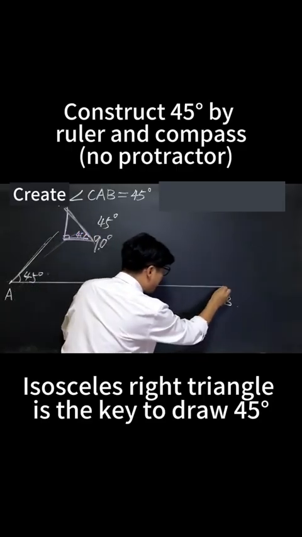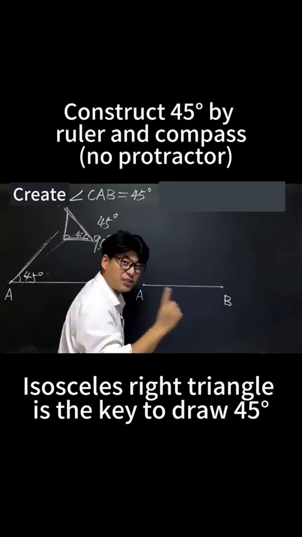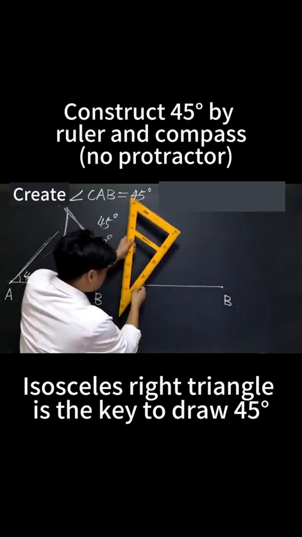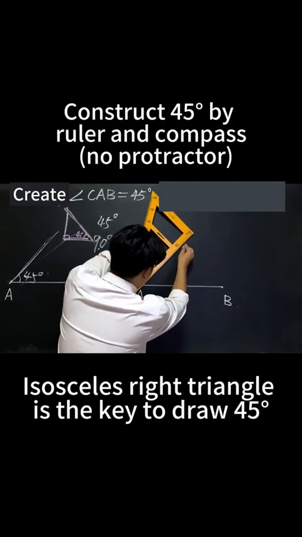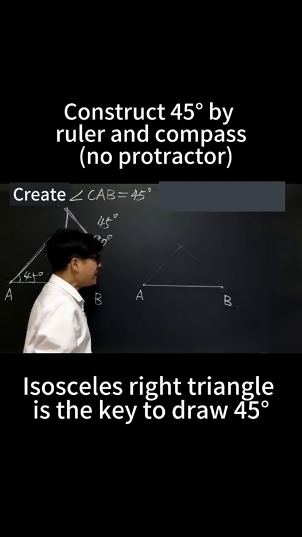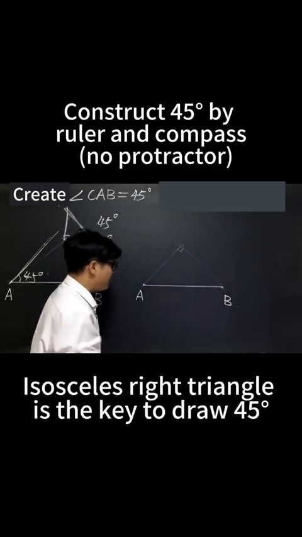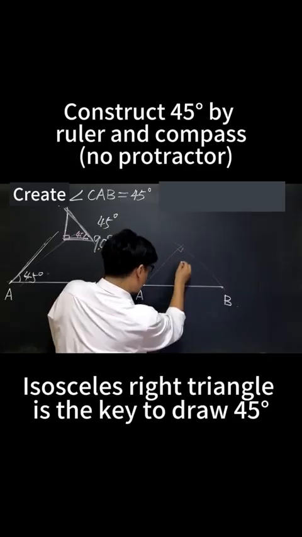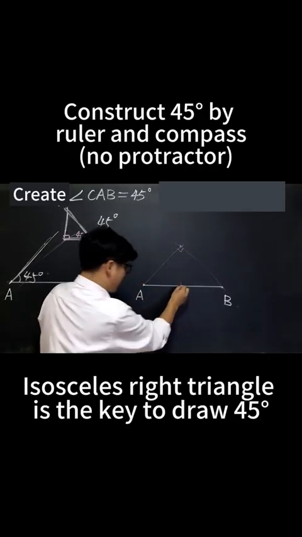So on this segment AB, you need to draw an isosceles right triangle. Let's say this is 45 degrees, right? Then you need to draw an isosceles right triangle, don't you? Drawing an isosceles right triangle isn't that hard, is it? We just need to find the midpoint. Look, we definitely need to find the midpoint of AB. How do we find the midpoint of AB?